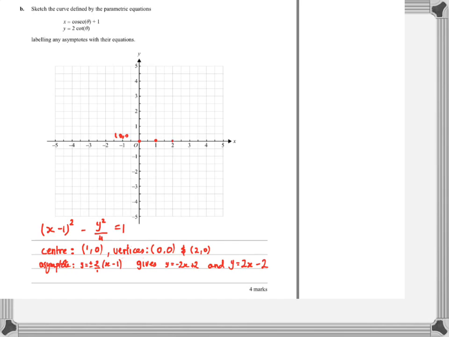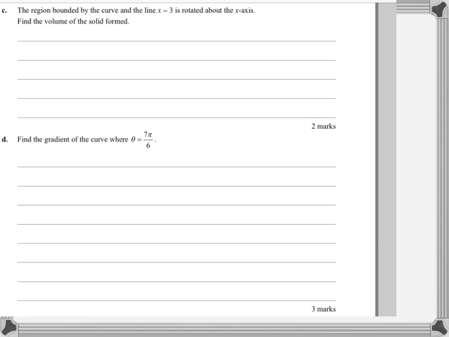Alright, so let's plot those points. There's my vertices, and there's my asymptotes. So just carefully sketch your straight lines, passing through the y-intercepts of negative 2 and positive 2, and using a gradient of positive and negative 2, and sketch the hyperbola carefully. Make sure you label each asymptote with its equation, and we will get full marks if we have it written like that. Okay, let's try the next one.